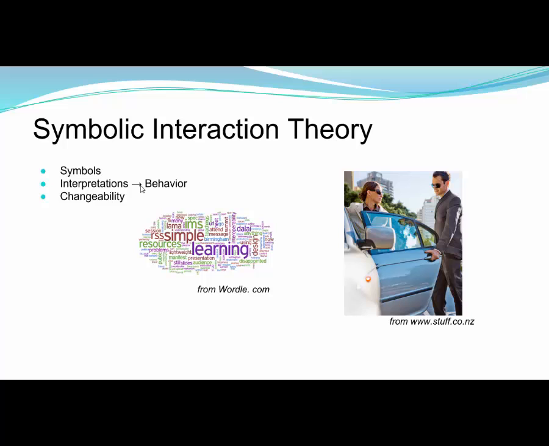And so part of the symbolic interaction theory, unlike the exchange theory where it assumes more things staying the same, is the symbolic interaction theory says, you know, things change. The world is fragile. Things change based on time and the individual and the group.